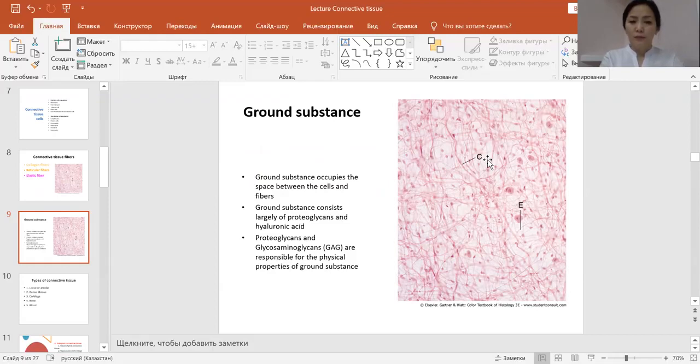According to the ground substance, connective tissue is divided into many types. For example, blood is also one type of connective tissue, and the ground substance of blood consists of plasma, which consists of proteins and so on. In other types of connective tissue, the ground substance consists of proteoglycans, hyaluronic acid, and glycosaminoglycans. Generally, according to the components of the ground substance, connective tissue can be responsible for different functions.